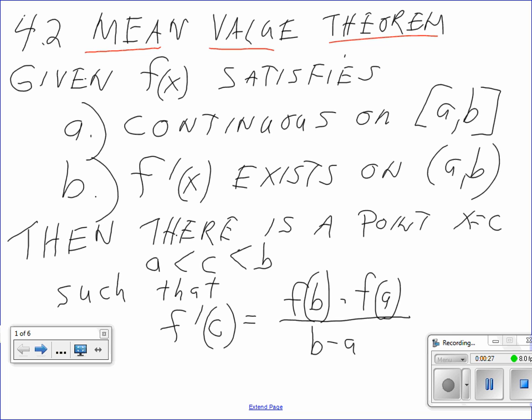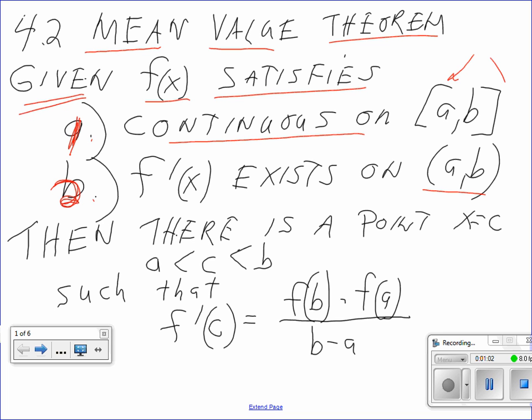Given, so what are the givens? Sometimes givens are called hypotheses, but I think it's a condition. Given f of x satisfies two things. It has to be continuous on the closed interval, notice the closed interval, a, b, and second condition, given that f prime of x exists on the open interval. Maybe I should make this 1, 2 conditions, not to confuse A and B.